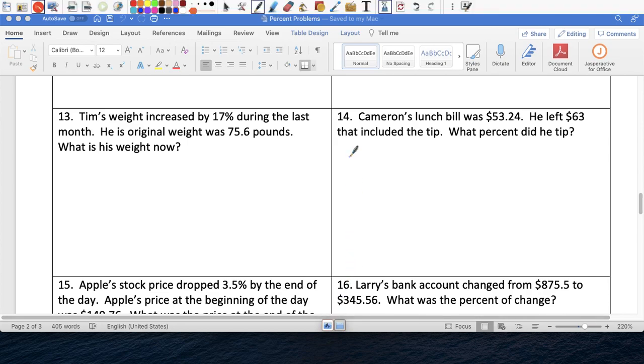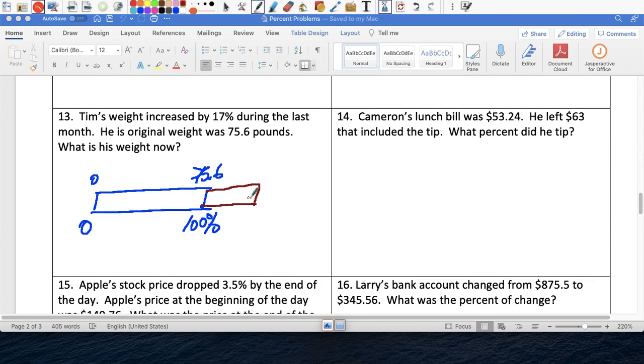13. Tim's weight increased by 17% during the last month. His original weight was 75.6. So then again, this one you didn't have to use percentage change. You could have, so I'll do it both ways. Think about what's happening here. Here is 0. This is 100%. Right now at 100%, Tim is 75.6 pounds. So he gained a little bit of weight.